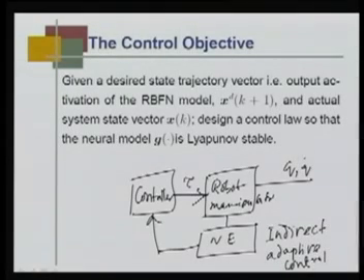So, what is the meaning of Lyapunov stable? Lyapunov stable is that if I represent this NE by a function G, then the normal stability study is that instead of the robot manipulator, I can put this neural emulator there, and in the feedback loop the controller and the neural emulator should be Lyapunov stable. So, that is the control objective.